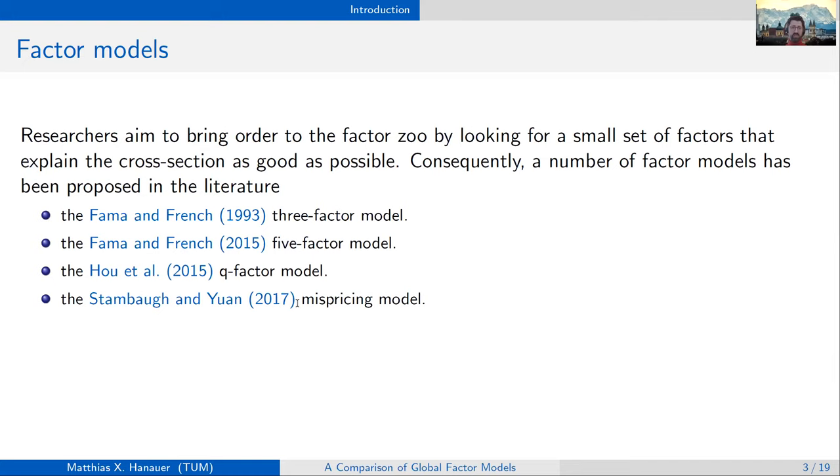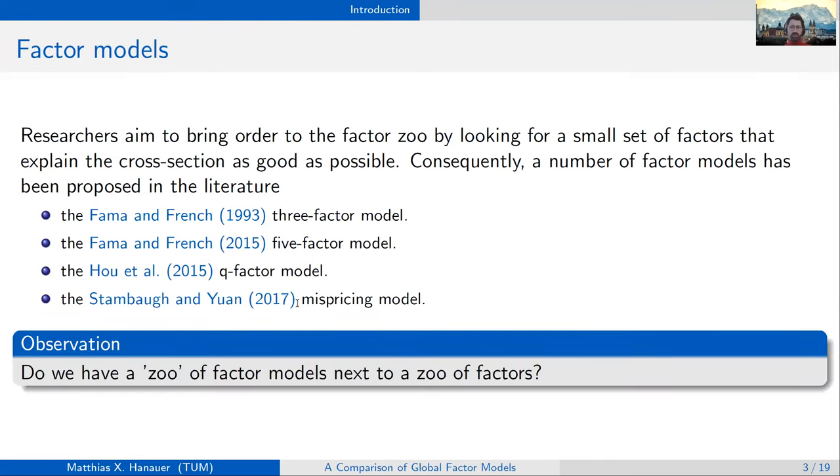But as you see, there's not really one accepted model that everybody agrees on, but a range of different models. So we might conclude that next to the zoo of factors, we now have a zoo of factor models. This is also maybe not something nice that you want to have as a researcher or even as a practitioner. You want to say, this is our model that everybody accepts, and this is really one that explains all of the anomalies.